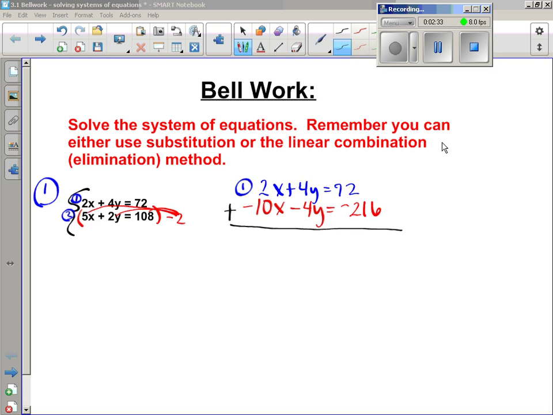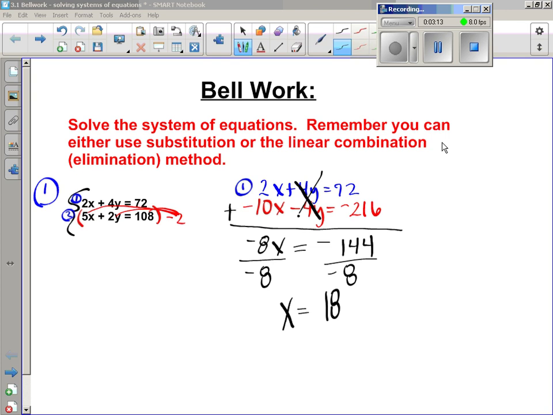So 2 minus 10 is -8x. 4 minus 4 goes away. That's eliminating. And then -216 plus positive 72 ends up giving me -144. Is that correct? Yep. Divide by -8. And x is equal to 18. Did you get 18 as well, Ann? Okay. Anybody not get 18 who worked it by elimination method? Okay. You found your mistake? Okay.